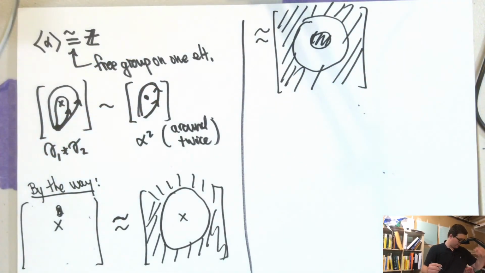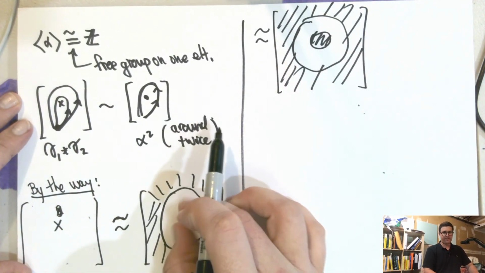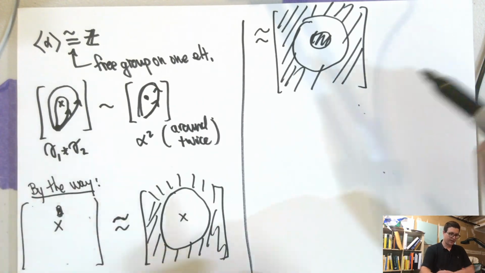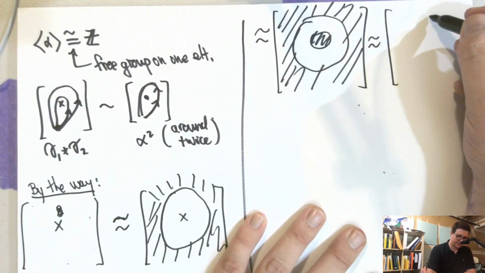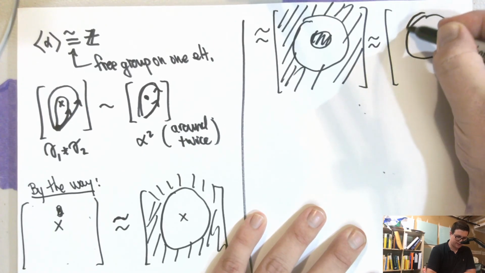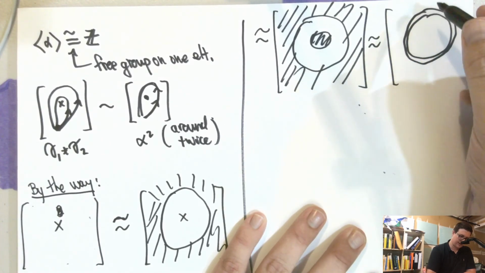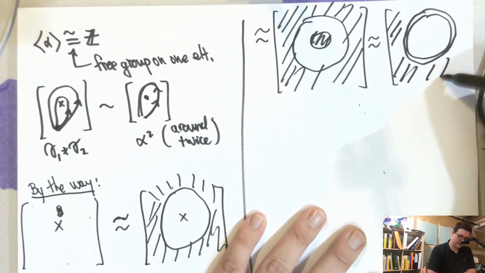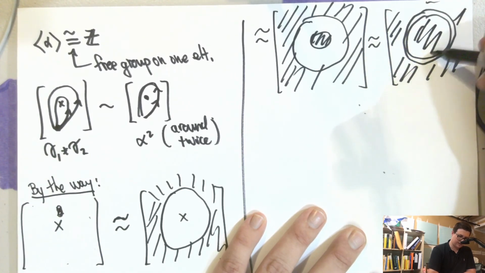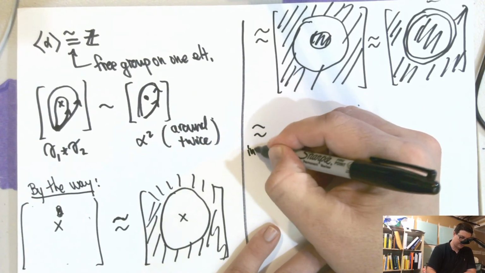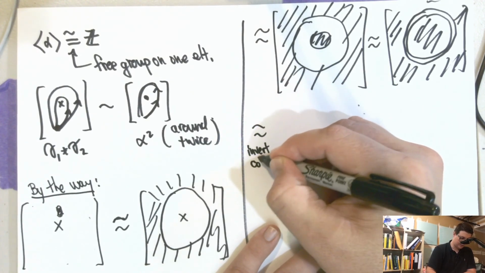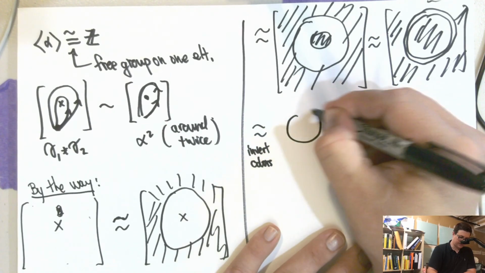So I have this ball. Sorry, now I removed the disc. I've kind of fattened this thing up. What's all left over is this very thin piece here, just this very thin white thing. And then if I invert colors, this is just the circle.